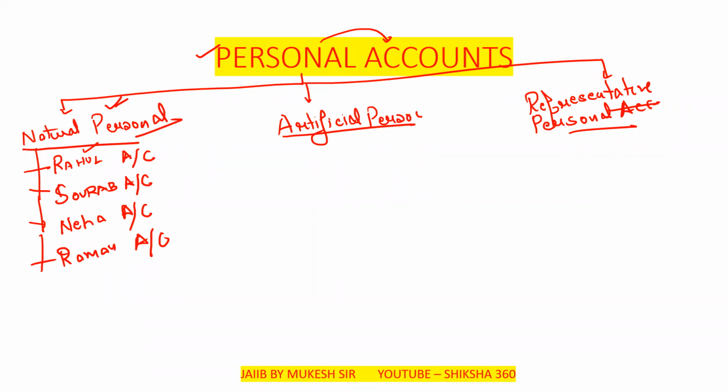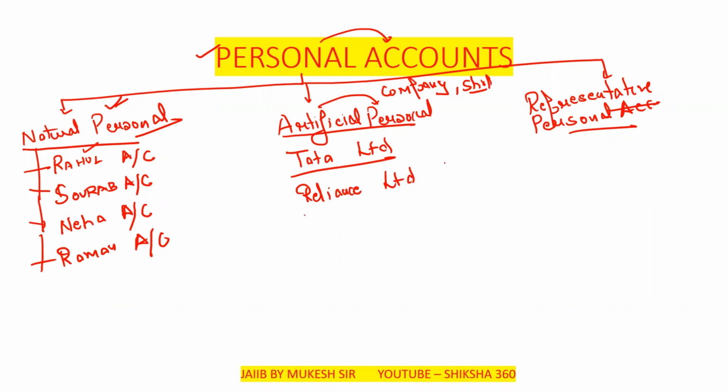Next one is the artificial personal account. Artificial personal account means any company or any shop, like Tata Limited. This is an artificial personal account, or Reliance Limited. This one is also an artificial account, like BSNL account.